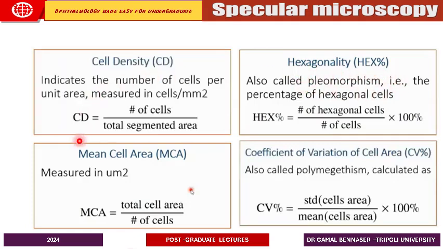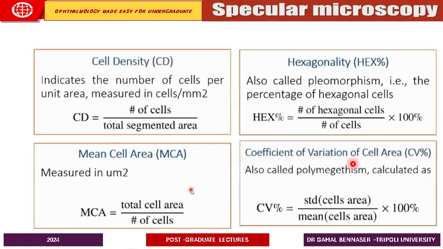Another thing is the mean cell area, another parameter that we evaluate during the specular microscopy printout. And the most sensitive parameter is the coefficient of variation of cell area. Now, this coefficient of variation is normally between 0.2 and 0.3.